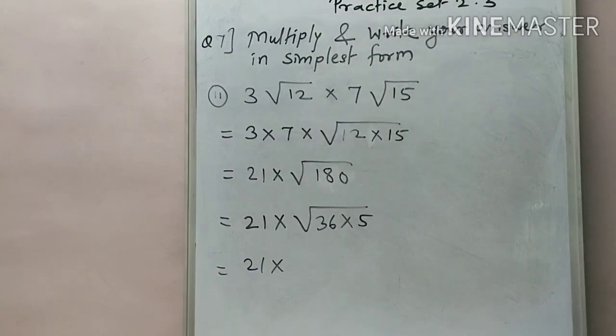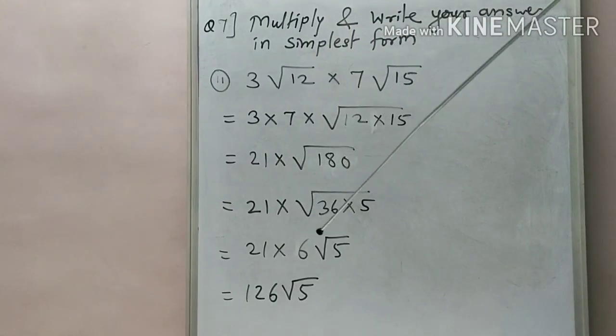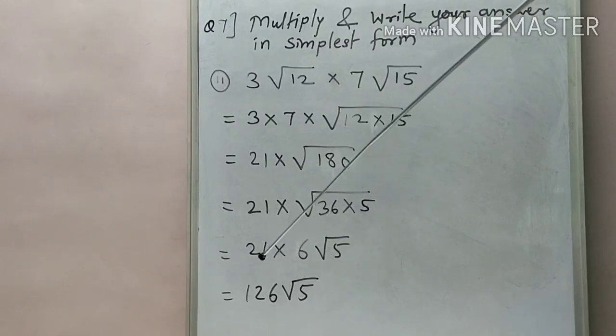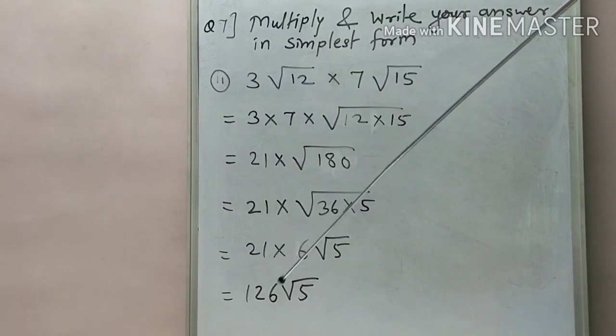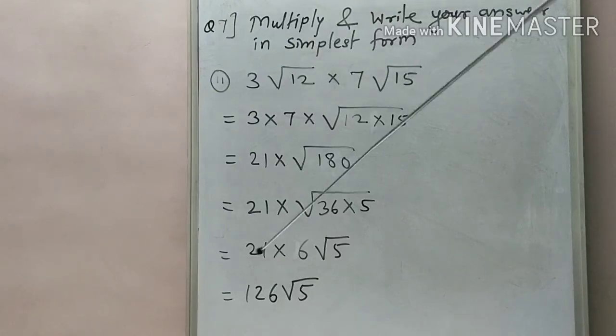Okay, and now we simplify it again. Understood? Square root of 36 is 6 root 5, and outside, 21 6s are 126, so 126 root 5 is the product of the given two surds. Okay, this is the simplest form.